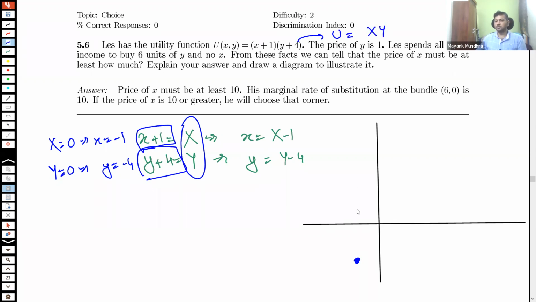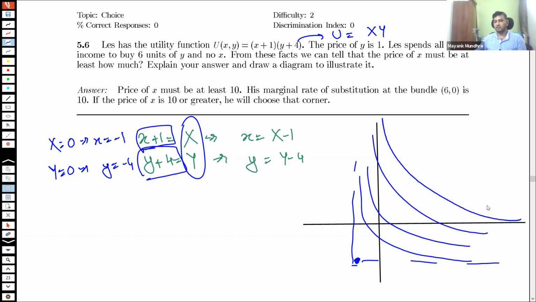So if this were the origin, my ICs would look like this. Normal Cobb-Douglas case. Okay, but the actual origin is this. So I will only be focusing on the part in the first quadrant. I'll not be looking at the part in the other regions, but this is what helps me find the shape of the indifference curve.